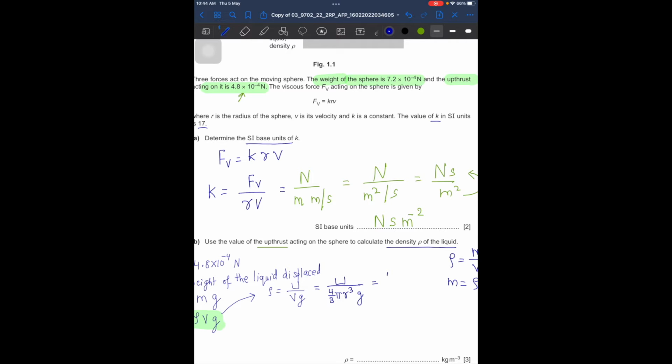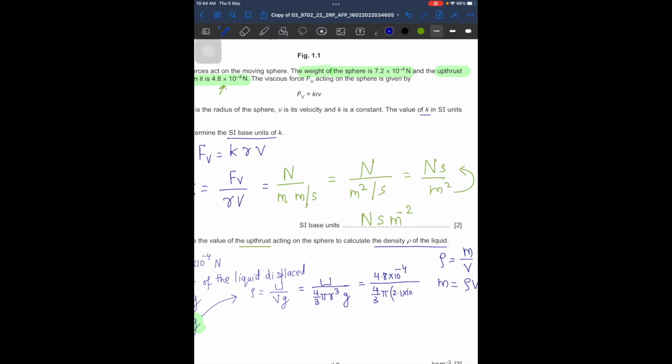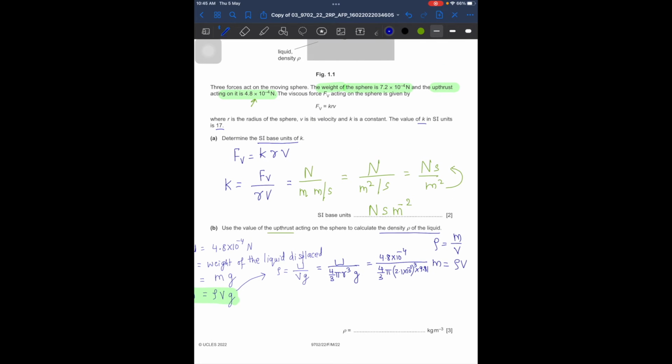Now we have to substitute the numbers. Upthrust is given to us, 4.8 into 10 to the power negative 4, over 4 over 3 pi r cubed. If you remember, r was 2.1 millimeter and we converted it into meters, 10 to the power negative 3, cubed, times 9.81. I'm taking it as 9.81 because that's the value which they have given in the beginning of our paper. You can also take it as 9.8. Anyways, when we calculate this, it comes out as 1262.6. Now we will use significant figures to reach the final answer. So if you check this number, 7.2 into 10 to the power negative 4, that's 2 SF. This one is also 2 SF. Okay, so our final answer can be 2 or 3 SF.